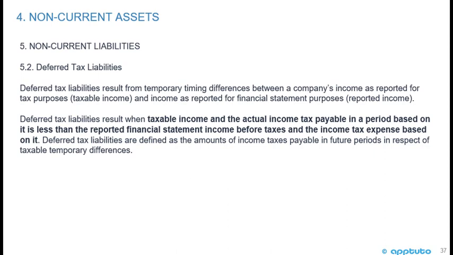Deferred tax liabilities result when taxable income and the actual income tax payable in a period that it's based on is less than the reported financial statement income before taxes and the income tax expense based on it. Deferred tax liabilities are defined as the amounts of income tax payable in future periods in respect of taxable temporary differences. And in this case, they're non-current liabilities.